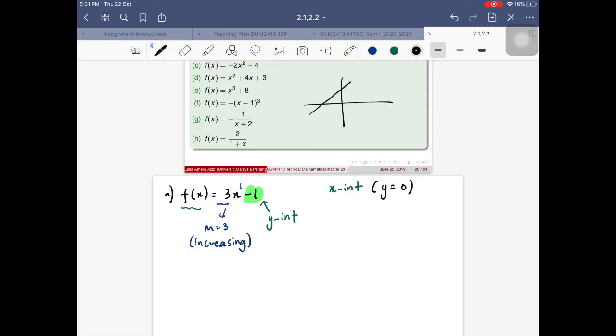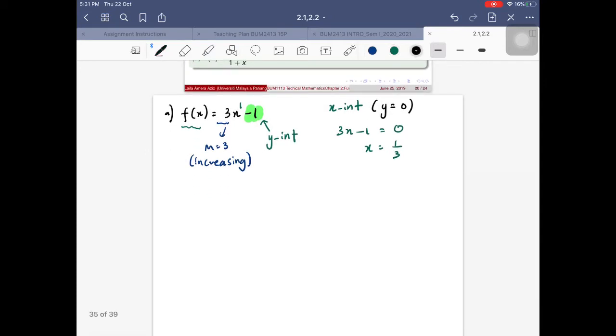For example, this is where my intercept is. So this intercept happens when my value of y is equal to 0. So that's why I'm going to substitute y equals 0 in my function. So y is also f of x. It's actually the same, remember? So it's not going to be much difference. So I'm going to set 3x minus 1 equal to 0. So x is going to equal 1/3. So the x-intercept is going to be at 1/3.